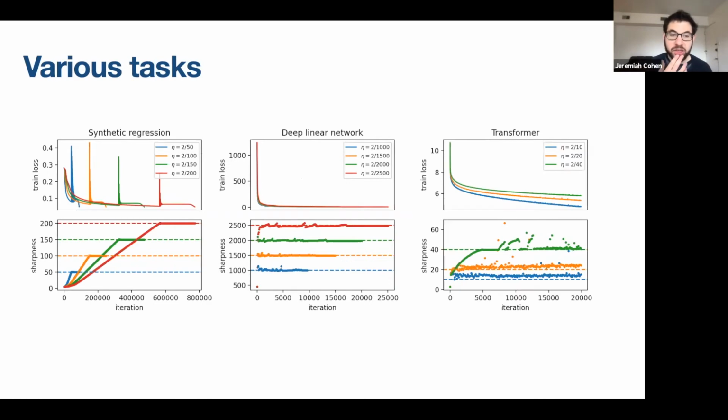Okay, here are more tasks. On the left, I have a synthetic regression task. In the middle, I have a deep linear network. And on the right, I have a transformer on an NLP task. Always the same thing.